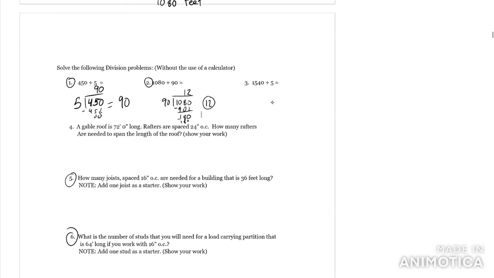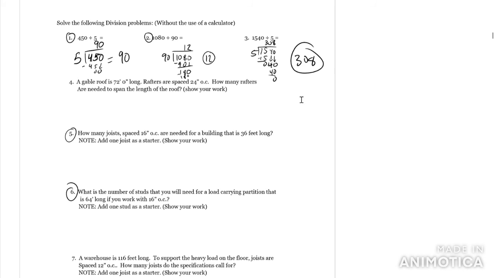Last but not least, 1,540 divided by 5. I'm looking at 15 giving me 3. Then I bring down the 4, doesn't work, so then I'll bring down 0, and then I bring down the 40, which goes in 8 times, so then gives me a nice even 40. So 0, again, no remainder, 308, done.